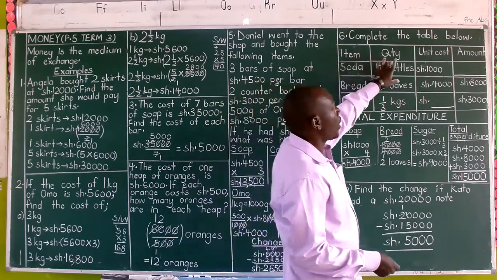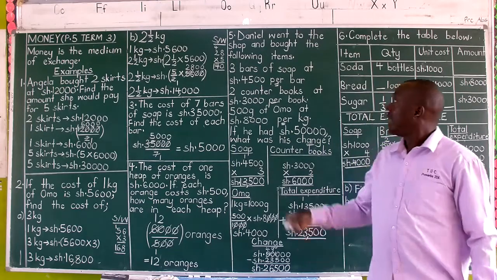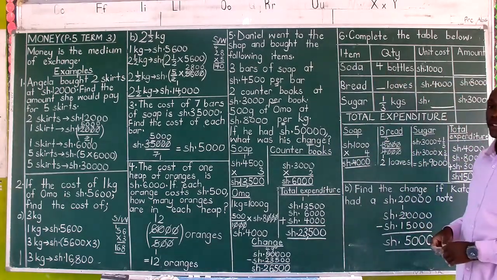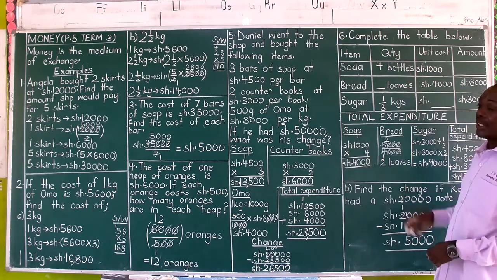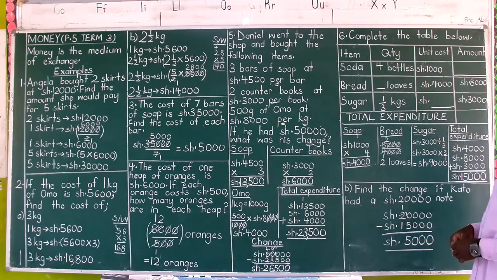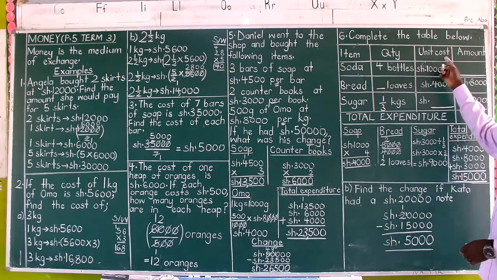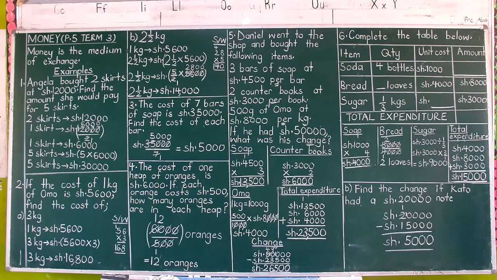So I've got item, quantity, unit cost, and amount. Item is that particular thing one has chosen to buy. Then quantity is how many or how much one has chosen to buy of that particular item. Unit cost means the amount of money each item costs. Like 1 kilogram costing, that's a unit cost. Like a liter of any liquid costing, that's a unit cost. Then amount is the amount of money one pays for a particular item. So that is the column for the amount.